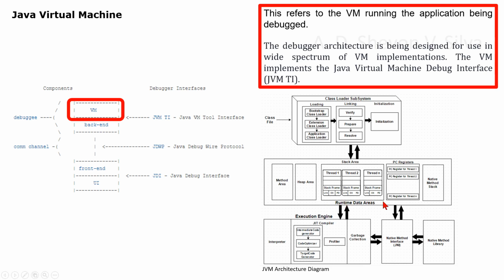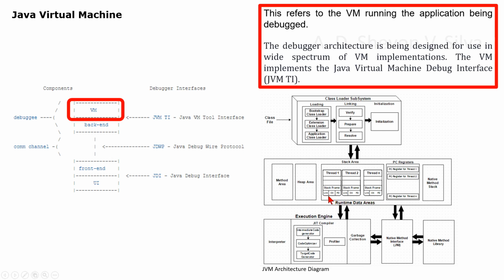Stack area. For every thread, a separate runtime stack will be created. For every method call, one entry will be made in the stack memory, which is called stack frame. All local variables will be created in the stack memory. The stack area is thread safe since it is not a shared resource. The stack frame is divided into 3 subentities.